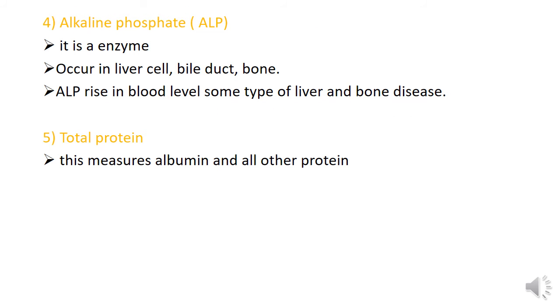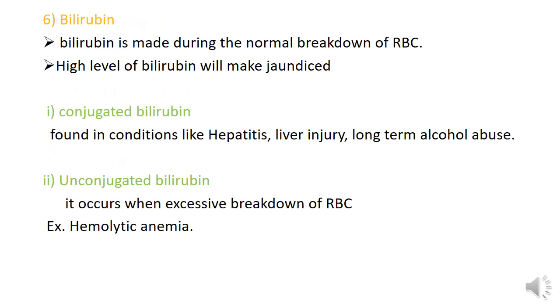Next is alkaline phosphatase. It is an enzyme occurring mainly in liver cells, and next to liver cells, in the bile duct and bone. ALP rises in blood level in some types of liver and bone diseases. Means if any type of bone disease is present in the human body, then the ALP concentration rises in the blood. Next is total protein, which measures the albumin and other proteins. Next one is bilirubin.